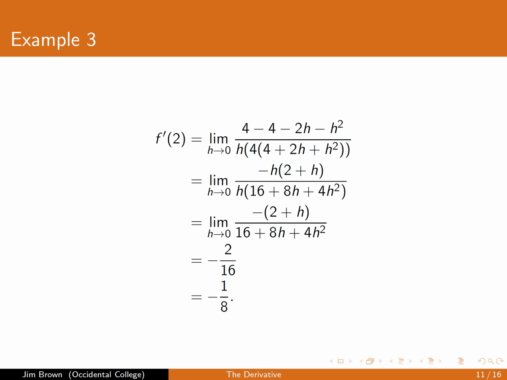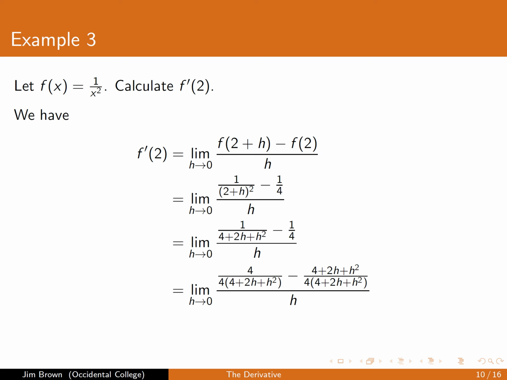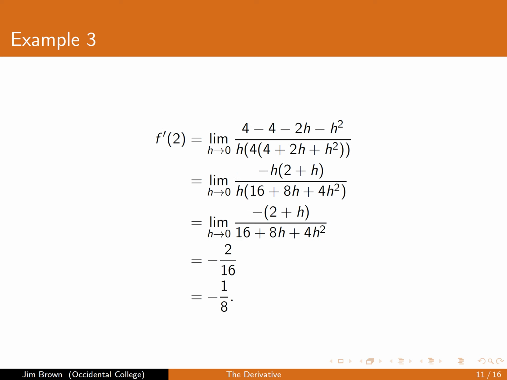Now we're going to bring this fraction together in the numerator to try to simplify it. If we bring that together and combine the denominators, I get 4 minus 2h minus h squared over h times (4 plus 2h plus h squared). The 4's in the numerator cancel, and then I have minus 2h minus h squared. I can factor a minus h out of that to leave me with 2 plus h. Then notice that h in the top and h in the bottom, I can cancel those off. So in the numerator, I'm just left with minus (2 plus h), and in the denominator, I'm left with 16 plus 8h plus 4h squared.